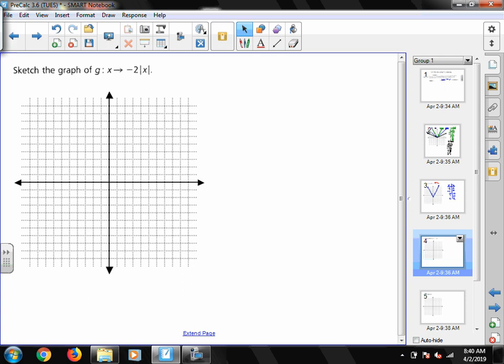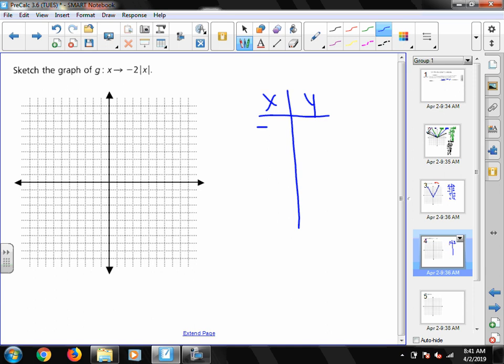Okay, I've got negative 2 times the absolute value of x. So you guys already have an XY chart for 2 times the absolute value of x. Go through the exact same process, except now our answers are going to get multiplied by negative 2. So negative 2 is going to give me a negative 4. Negative 1 is going to give me negative 2. 0, 0, 1, negative 2, 2, negative 4. Again, just plug it into there.